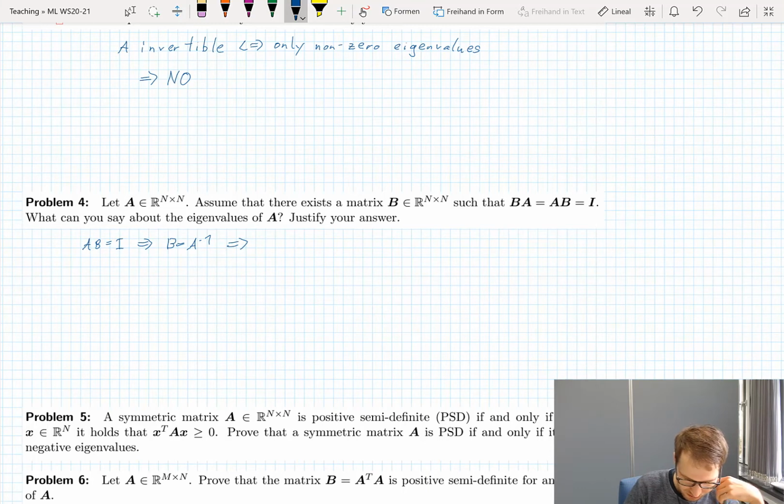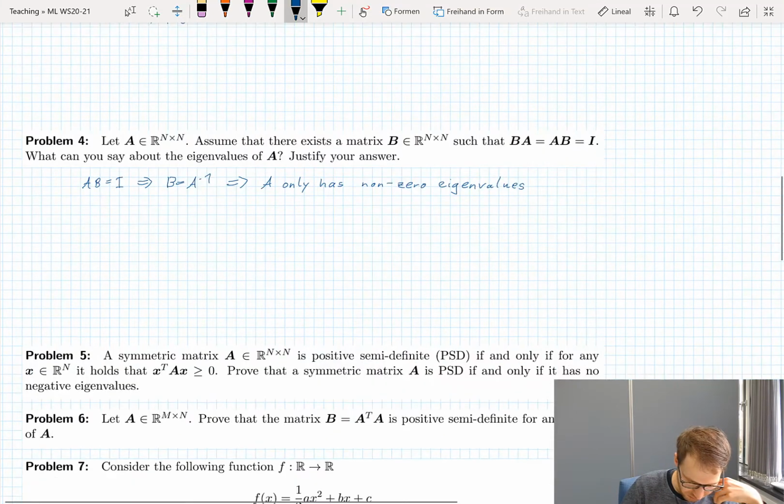So therefore, A only has non-zero eigenvalues. And that's it.